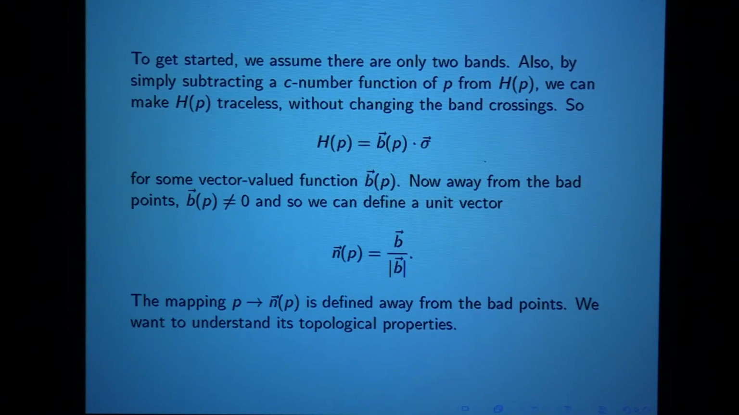So you're thinking of b of p as an element in the tangent space at each of these points? The Hamiltonian is b of p dot sigma. So you're thinking of this vector as being a vector in the tangent bundle, right?